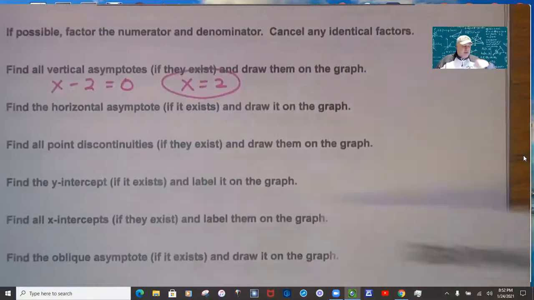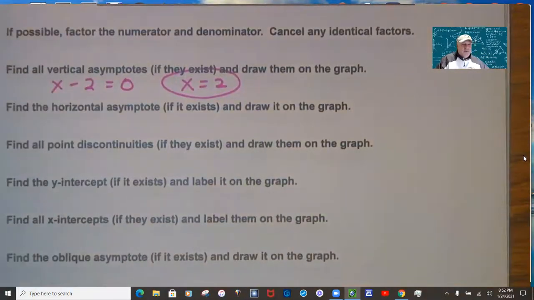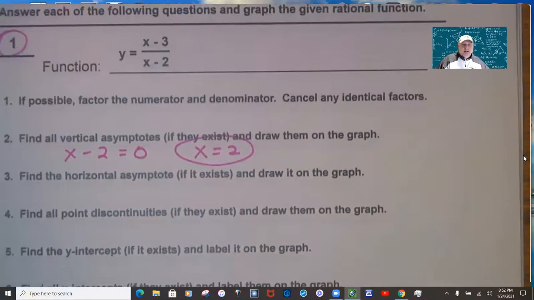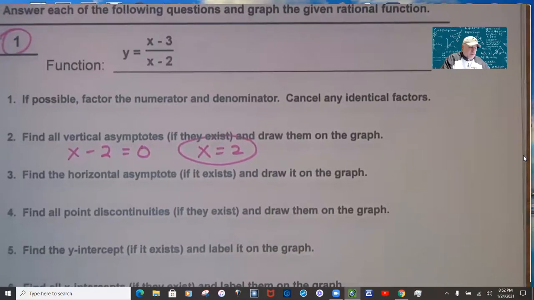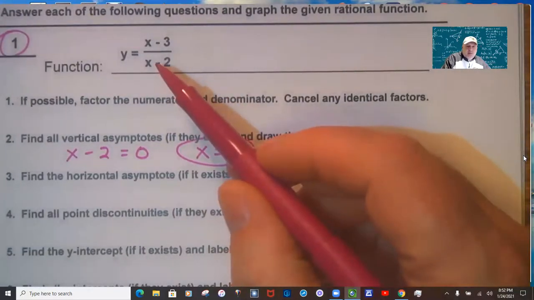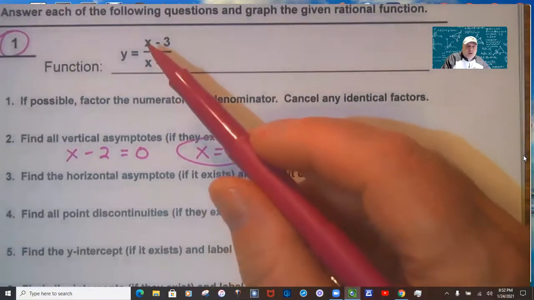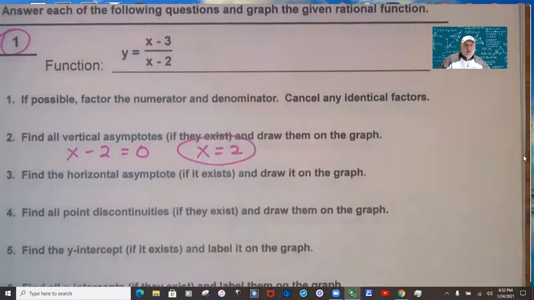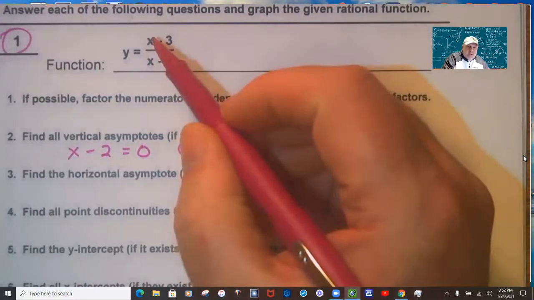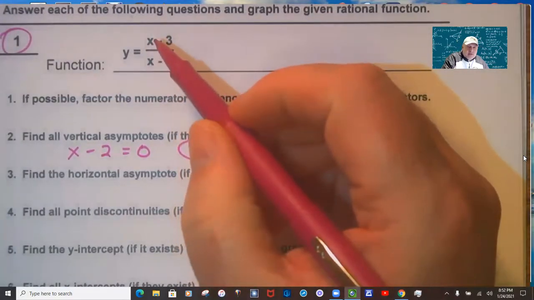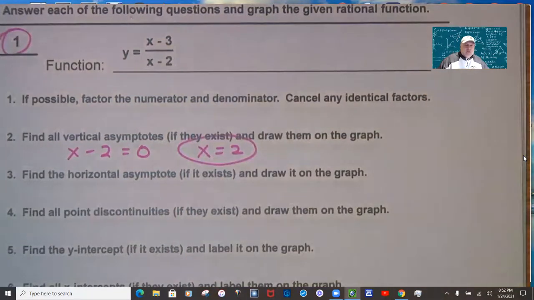So you need to look at the highest power terms. So the highest power terms are x and x. So there's going to be a horizontal asymptote. Let's say the highest power was 2 in the denominator and 1 in the numerator. It was like x squared down here. The horizontal asymptote would be 0. Let's say the highest power was 2 in the numerator and 1 in the denominator. There's an x squared up there. There would not be a horizontal asymptote.